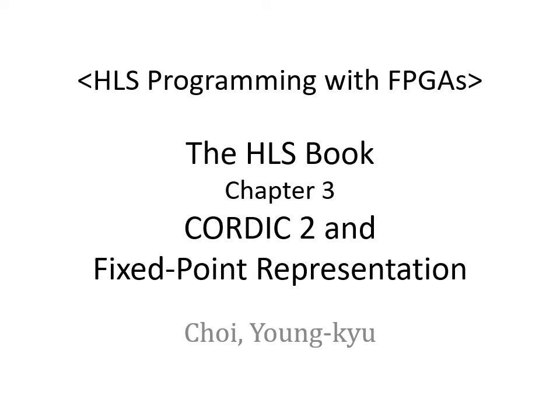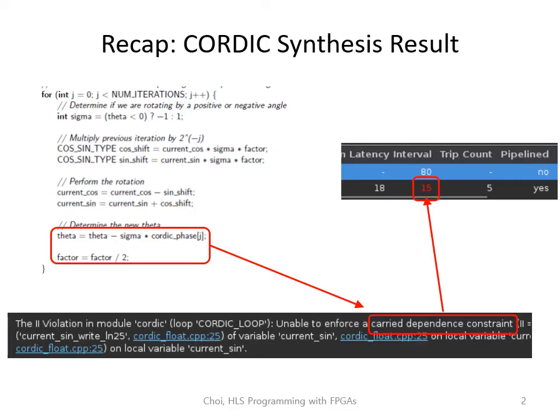Hi everyone, let's continue the second part of the CORDIC chapter. In the first part of this chapter, we implemented the CORDIC algorithm in C. But if the variables are in floating point, the loop carry dependency caused the II to be 15. So to solve this problem, what we're going to do today is reduce the complexity of the computation by changing the variables to a fixed point representation.